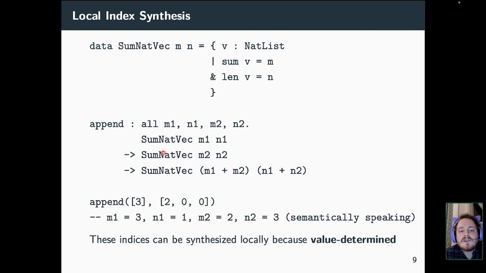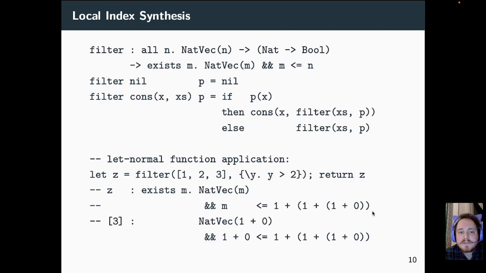Let's turn back to our append example, but this time let's consider applying it to these two arguments, the list containing 3 and the list containing 2, 0, and 0. So the typing algorithm has to be able to infer indices for m1, n1, m2, and n2. Here, these indices can be synthesized locally because they're determined by the values. In particular, the first list sums up to 3 and has a length of 1, and the second list sums up to 2 and has a length of 3. So these are the indices that get synthesized, semantically speaking.